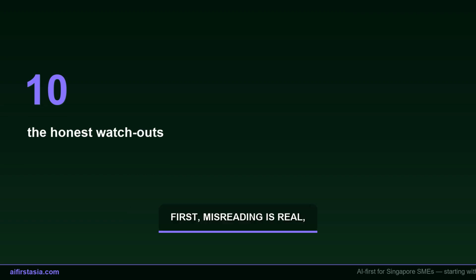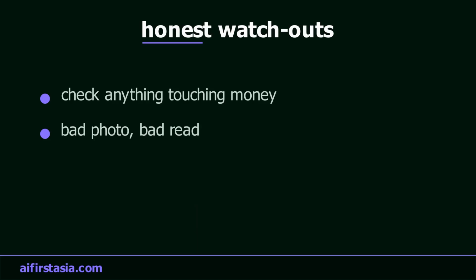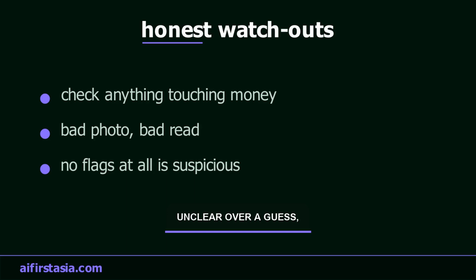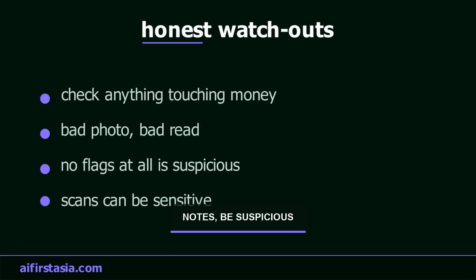First, misreading is real, especially with handwriting, faint printing, and long strings of digits like account numbers, so anything that touches money gets checked against the original. Second, a bad photo gives a bad read, so if it is blurry or half in shadow, take it again rather than trusting what comes out. Third, always demand unclear over a guess, and if it hands you a perfect table with nothing flagged from 40 scruffy handwritten notes, be suspicious rather than pleased.